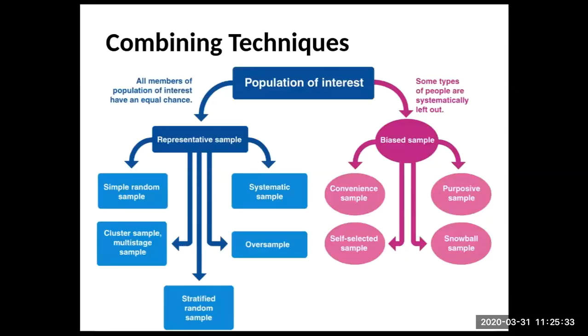So sometimes we combine techniques. Once we take a convenient sample of people, maybe we only count 15 or 40 of them, whatever it is. So we can sometimes combine biased and representative samples. The best way to generalize to the public, to the population of interest, of course, is using a representative sample. But in the real world, like we said, it's not always feasible.